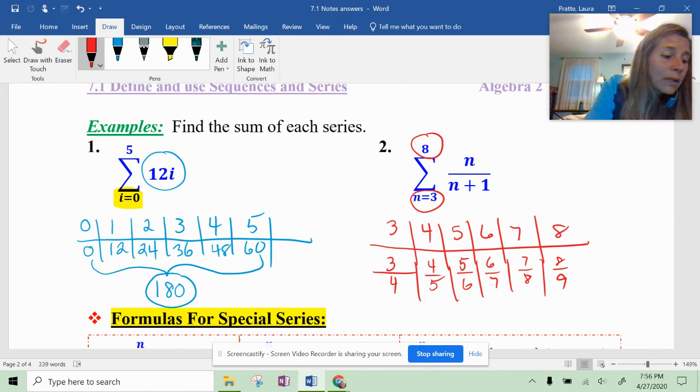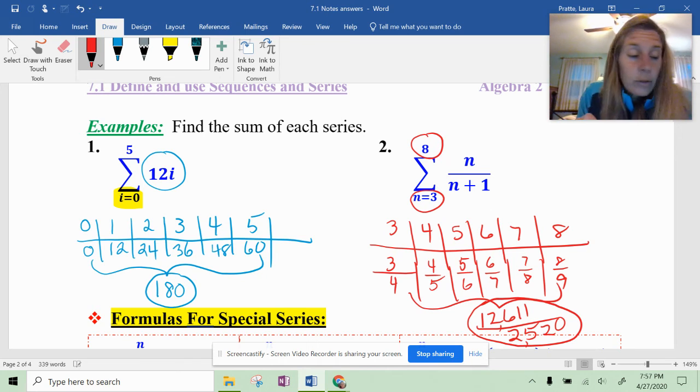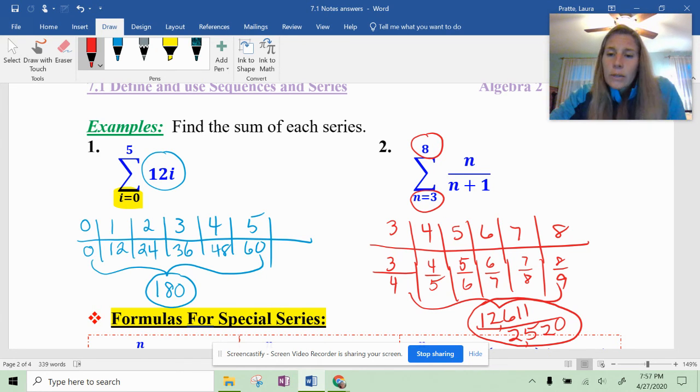And now you're going to have to add all those up. I'd highly recommend you use a calculator to add those up. I do have it done already over here on my answer key. So you do get 12,611 over, let's see, 2,520 is what I have on my answer key, if that's correct. So someone can check that for me. I don't have my calculator right here. I don't want to waste a lot of time doing that, but that is what I have on my answer key, so hopefully that's correct.